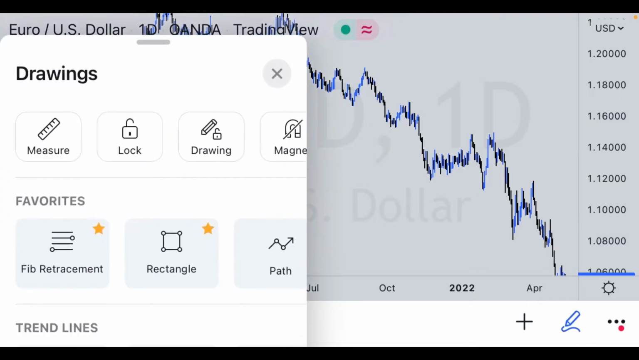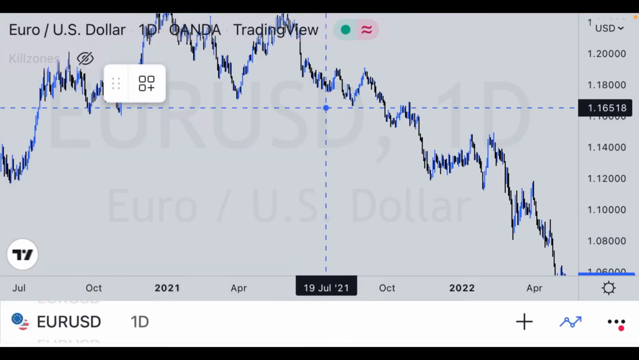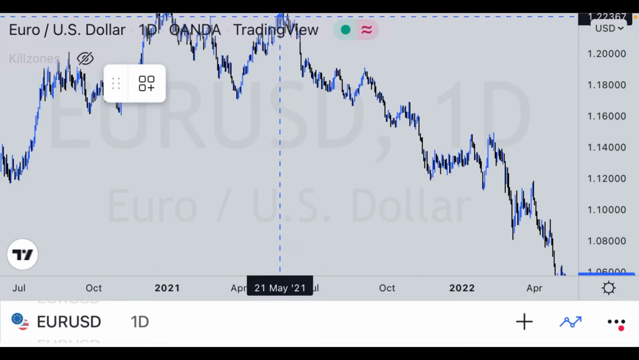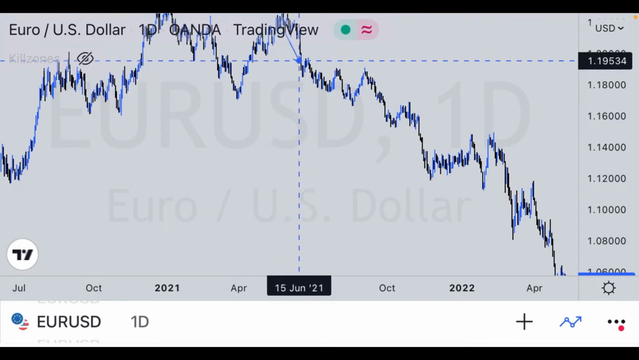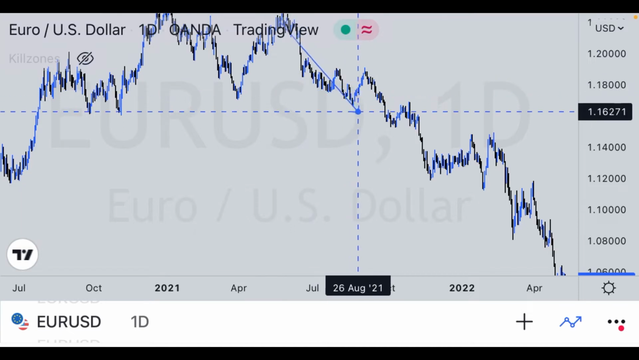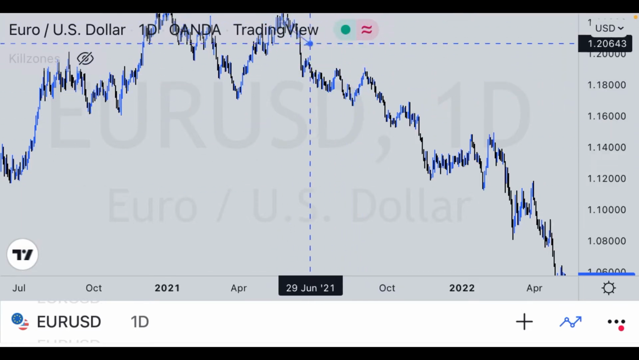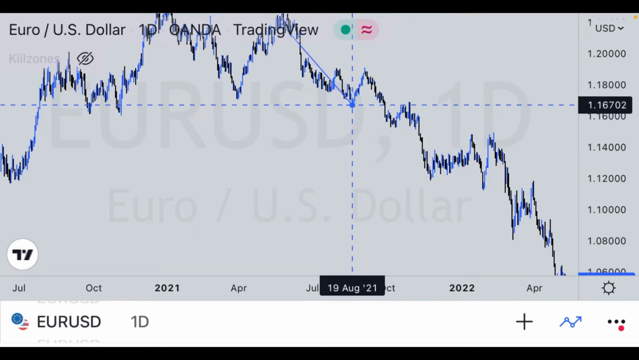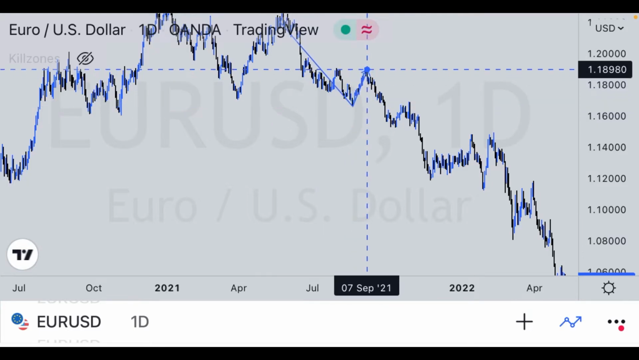So you need to bring out your parts. You need to know where your higher highs are. This is your previous high. This is your previous high. Then you need to draw it from your low. This is your previous high. This is your lower low. Here is your lower low, and here is your lower high.